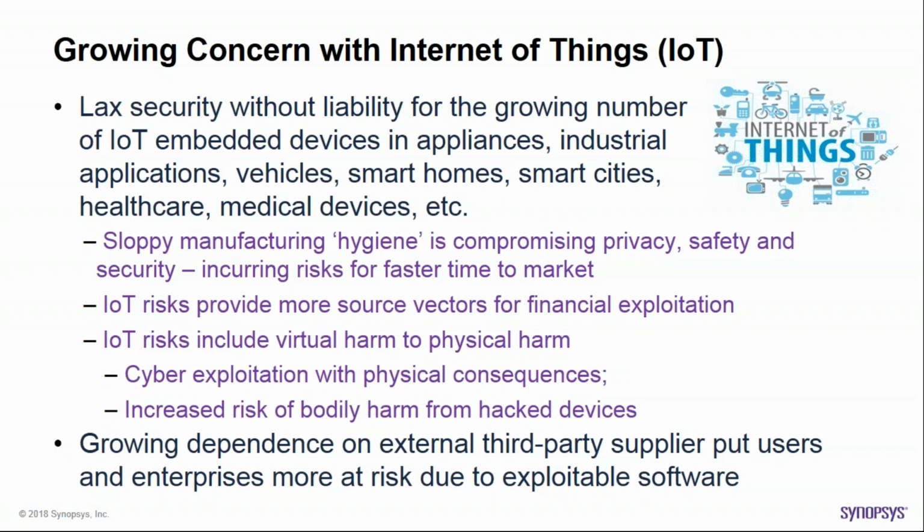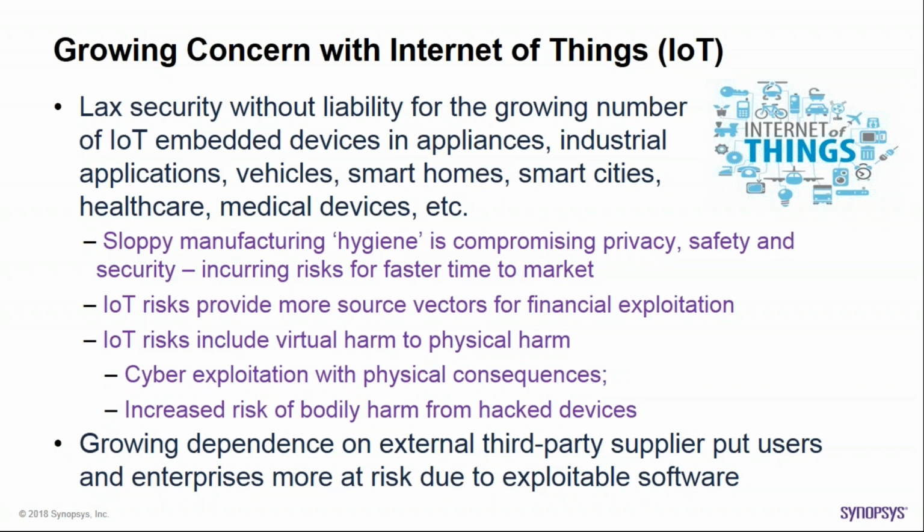And the reason we care: sloppy manufacturing hygiene is compromising our privacy, our safety, and our security simply because they're trying to get things to the market faster. And this is where people have to understand risk exposures and risk management and risk identification, because often in the development life cycle, people might identify risk if they actually knew what they're looking for, but they often don't take action because it's not actually their risk. They're passing on risk in the form of technical debt.